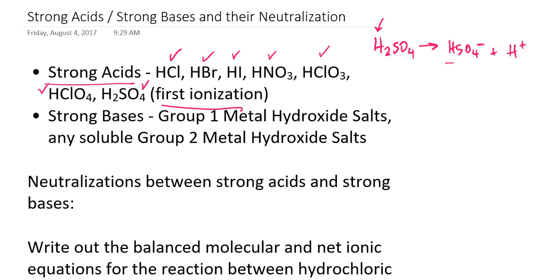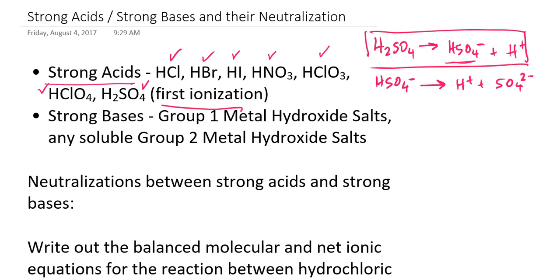And the second ionization involves this particular anion, which then falls apart to give you yet another proton and the sulfate ion. And so when I'm discussing the first ionization of sulfuric acid, I mean the first of these processes that I've just shown you.